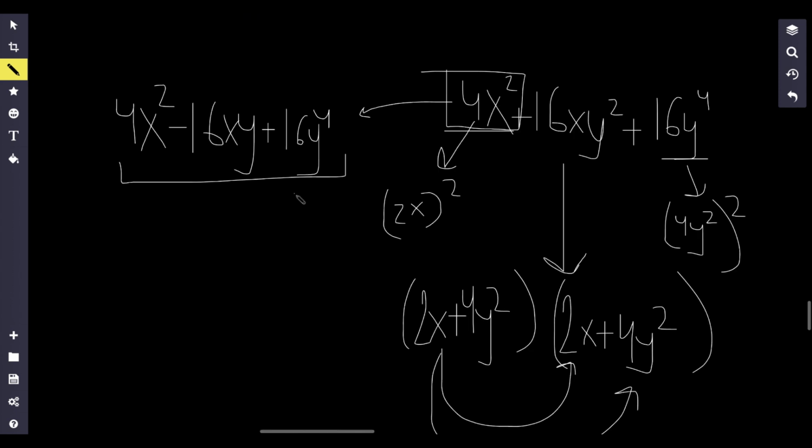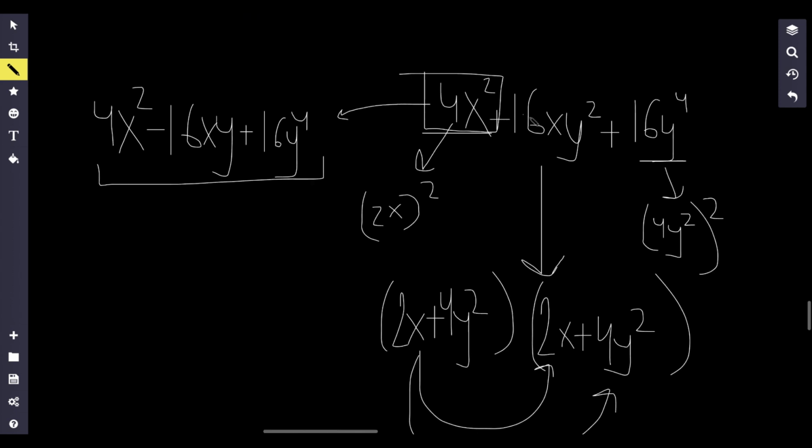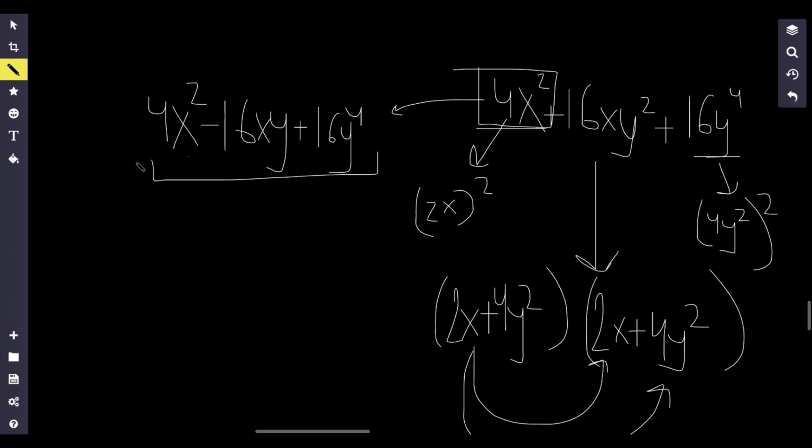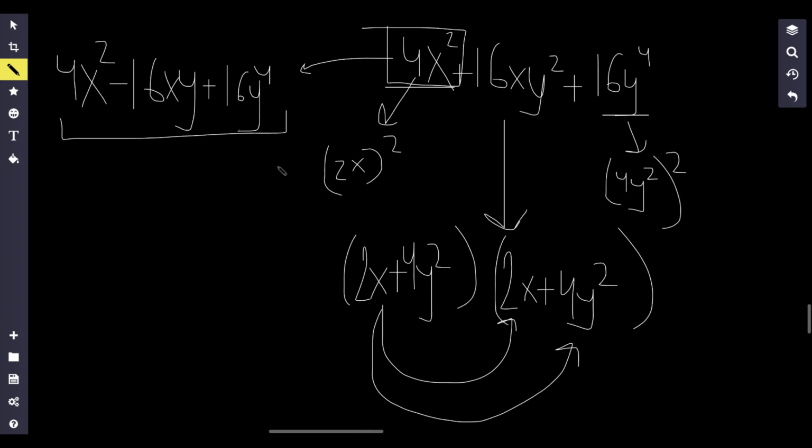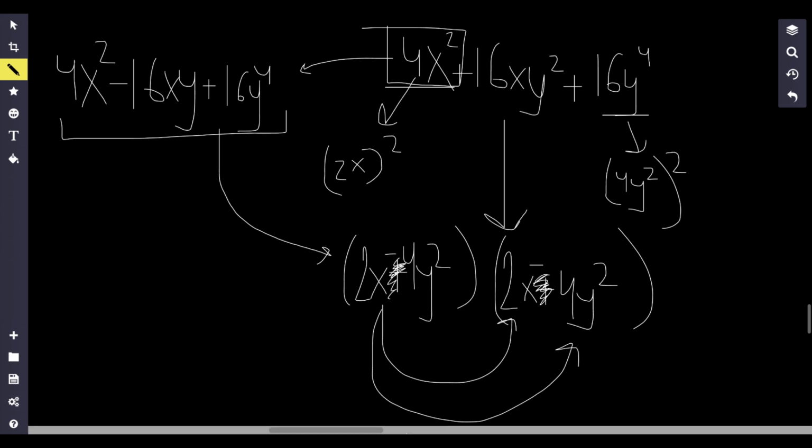Now, let's say that instead of 4x squared plus 16xy squared plus 16y to the 4th, I have 4x squared minus 16xy squared plus 16y to the 4th. How will the answers compare? Well, in this case right over here, it will actually be the same answer, except that instead of adding, you're going to be subtracting 4y squared.